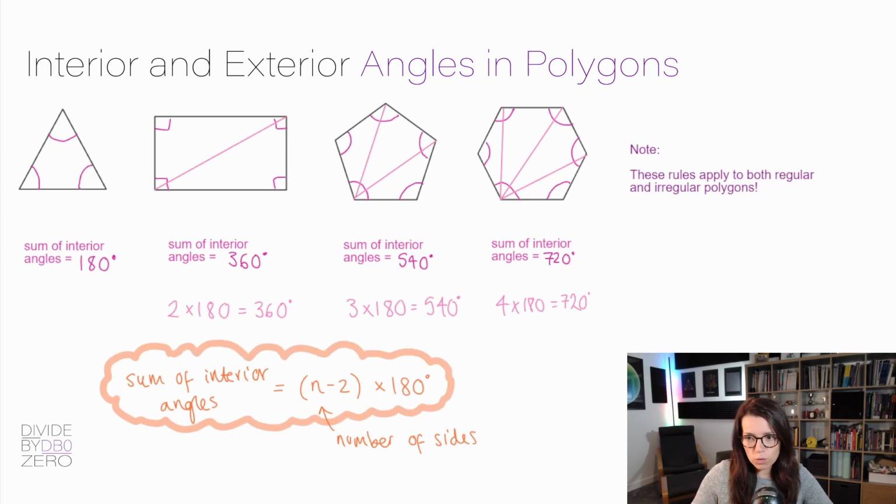When we had a 4-sided shape, a quadrilateral, notice that we timesed 180 by 2. And inside the formula, it says you take your number of sides and you take away 2. 4 take away 2 is 2. Similarly, with the pentagon, we had 5 sides and we timesed 180 by 3. Again, 5 take away 2 is 3. And then for the hexagon, 6 sides, 6 take away 2 is 4, and that's what we timesed by 180.